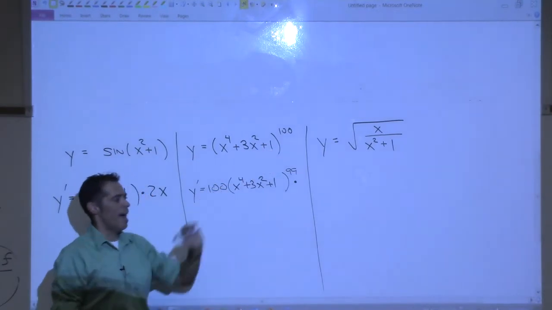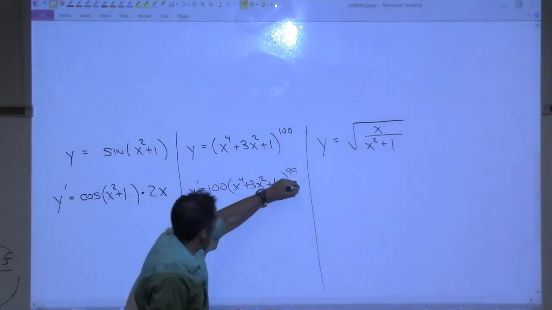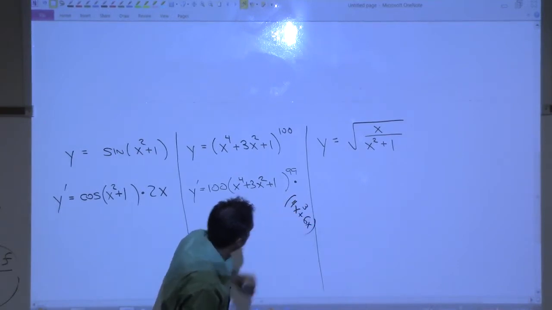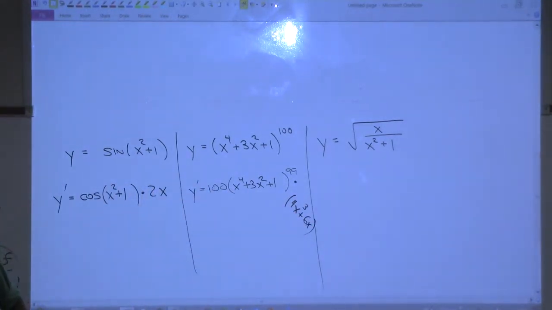And we take the derivative of that. So the derivative of that is tacked on here: 4x cubed plus 6x, right? And that's the answer we had from earlier.